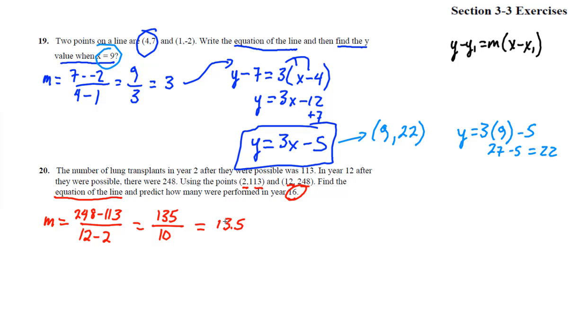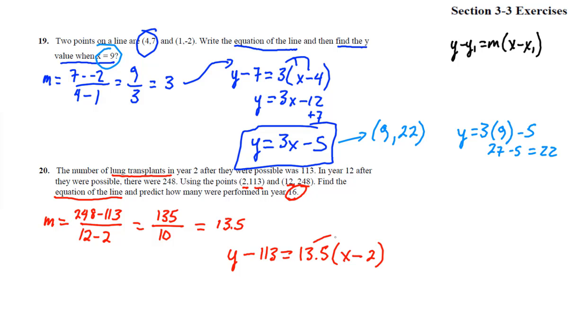Now, an interesting point while we're doing this is that it's the number of lung transplants per year. So that's what this rise over run means in the real world: an average of 13.5 more lung transplants were done every year through that time period. That's kind of a cool thing. All right, so now we have the slope. We can use either one of these points. So we get y minus y1, 113, equals m, 13.5, times (x minus 2).